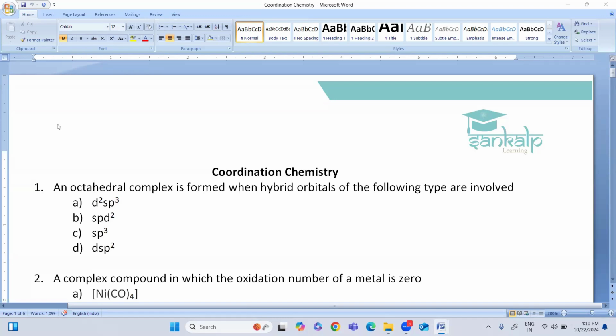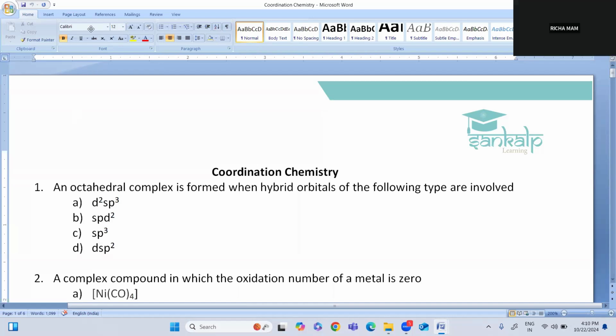Coordination chemistry or coordination compounds. So coordination chemistry is what? We study here about the coordination compounds, right? You have complex molecules here, right? We study about the complex molecules. So which are the coordination compounds? How do you say that? So what does your coordination compound consist of? It consists of anions and cations, right?